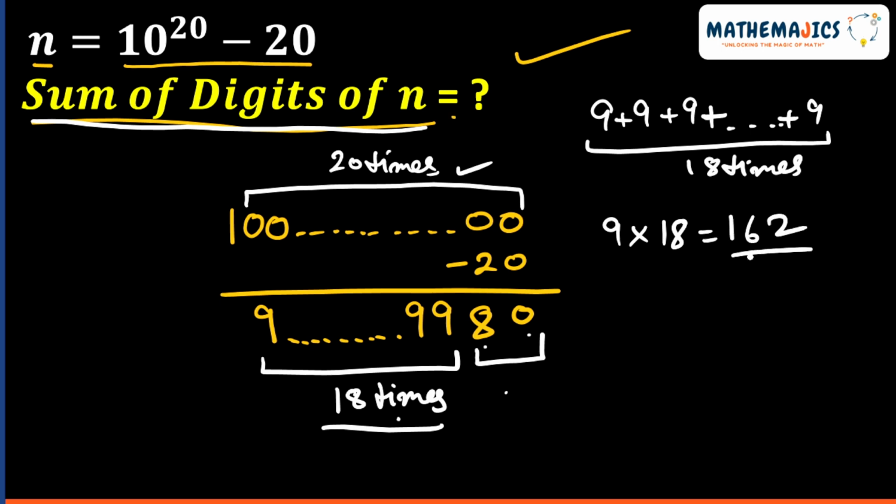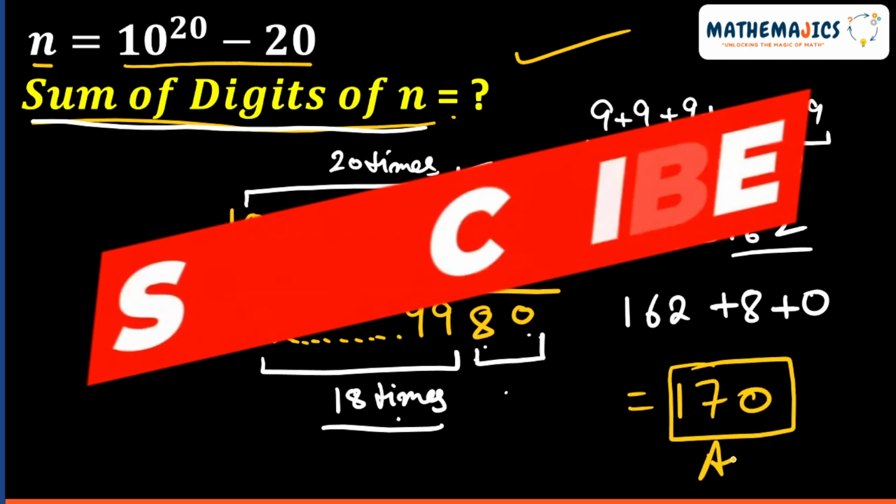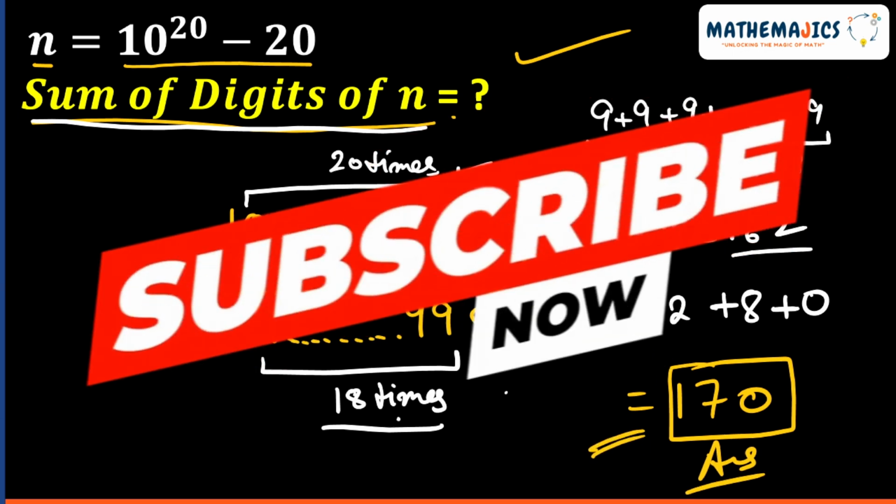But still, our answer is not complete because we have added these 18 nines, but we are left with 8 and 0 as well. So our final answer will be 162 plus 8 plus 0, which will give us 170. So our final answer is 170. This will be the sum of digits of n.